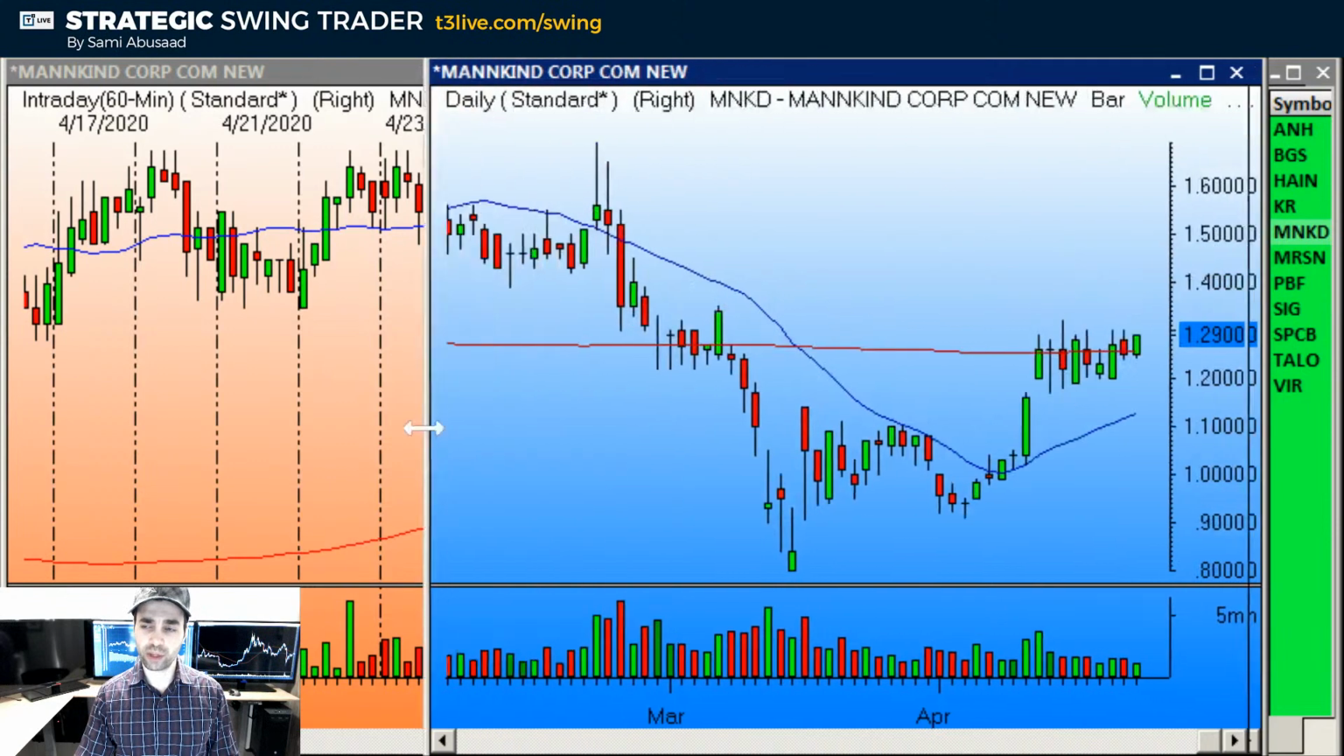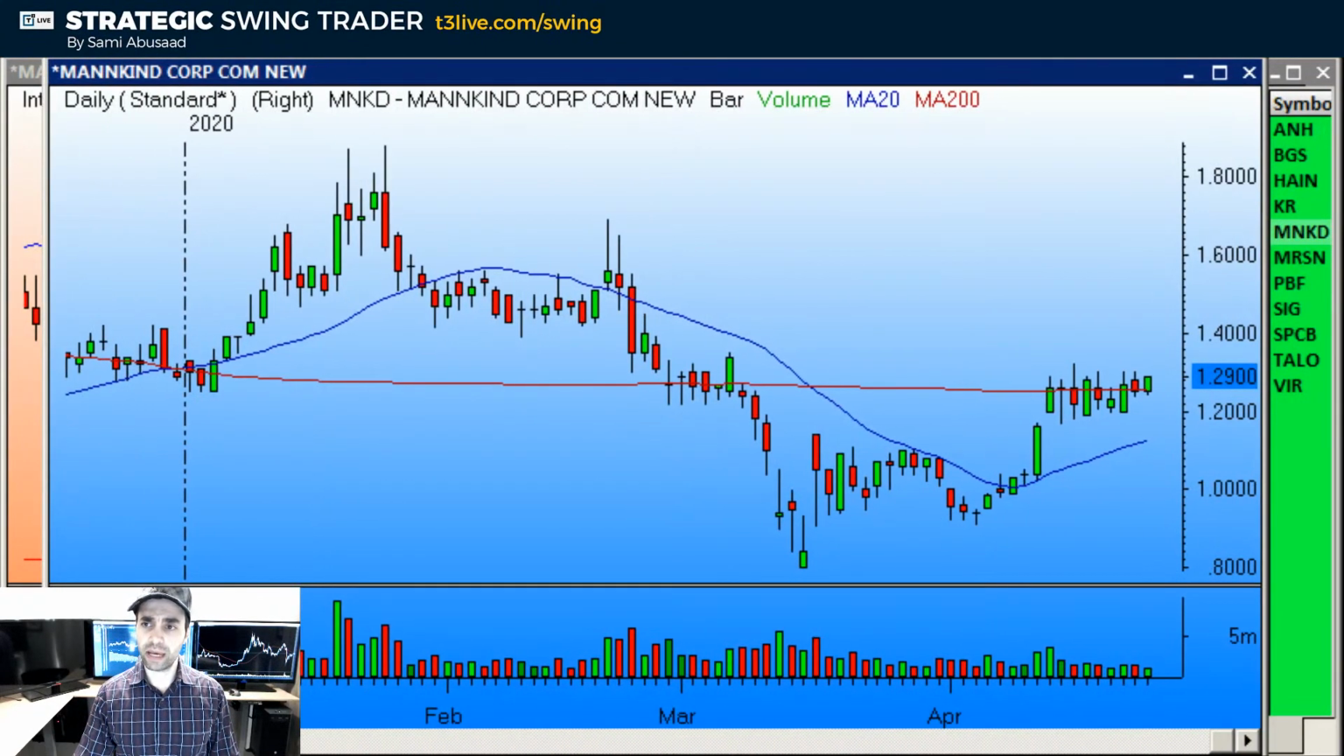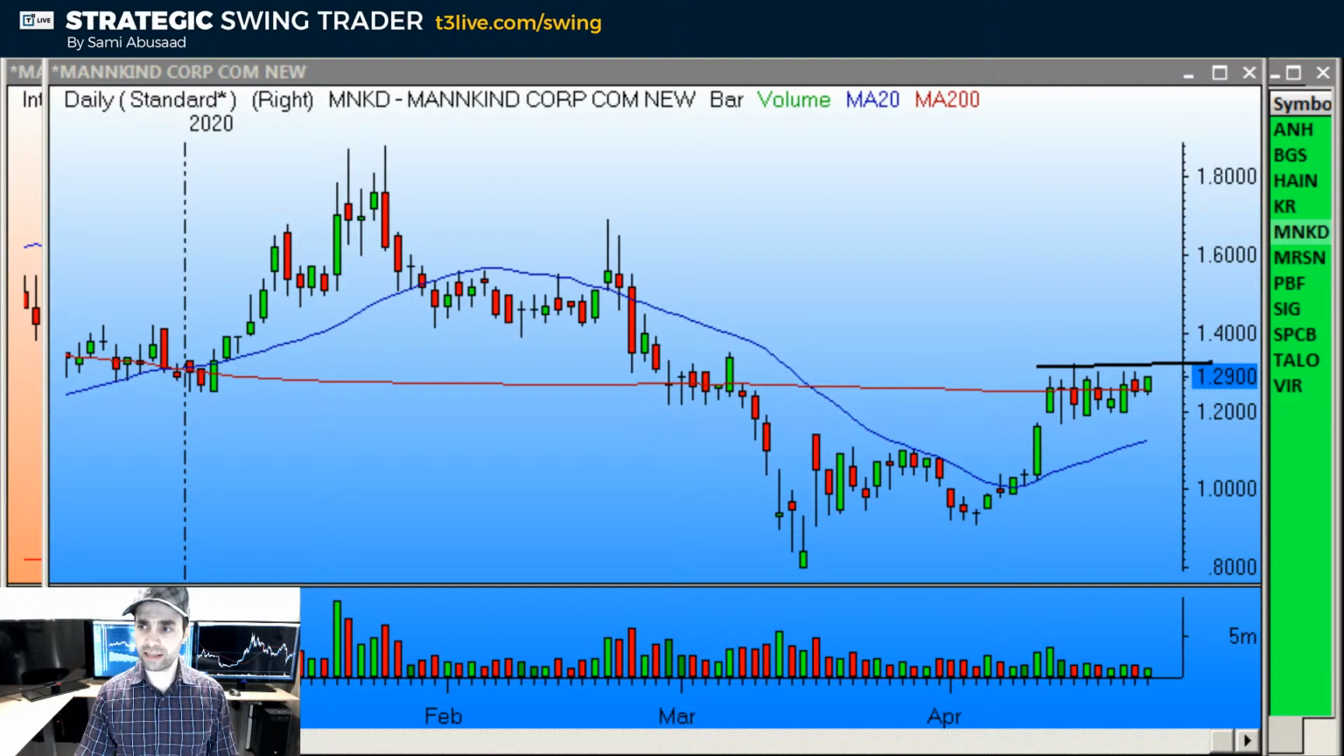MRNA, biotech, base breakout. Let me open up the chart so you can see the whole picture. Basically, I like it higher over the base. Target would be about 160. Stop right here, or you can put the stop under the entire base. But it has good reward to risk. So I like it higher.